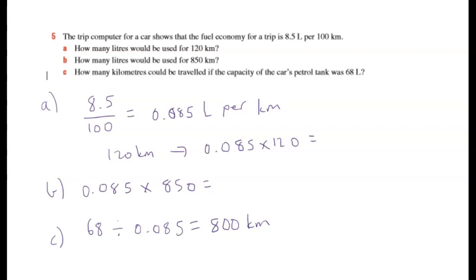0.085 times 120. So that's going to be 10.2. Okay, so we need 10.2 litres for 120. And then the other one, 0.085 times 850, and that's going to get us 72.25 litres for 850. And you can kind of compare B and C. 68 litres gets us 800. So that means for 850 kilometres, we do need something just maybe slightly higher than 68, which is what we have.